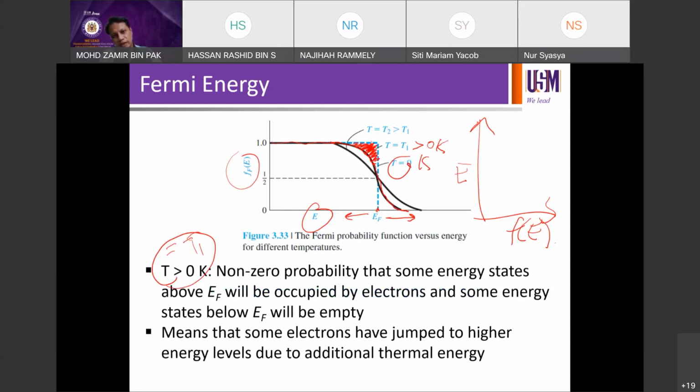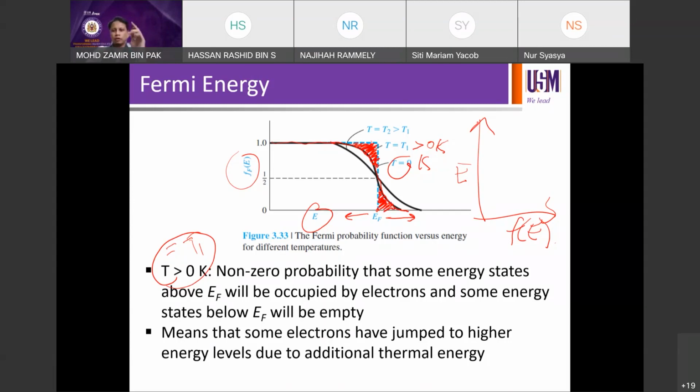So now you see the area under the curve for this particular graph, this area between the step function and T equals T1 is actually the area that is evacuated by the electrons. So that means electrons evacuate these particular energy states in order to be thermally excited to the above energy states. Look at E less than EF, slightly to the left of EF: that is the exact area being evacuated by the electrons due to the thermal excitation. And these thermally excited electrons are occupying the energy more than EF, right above the EF.